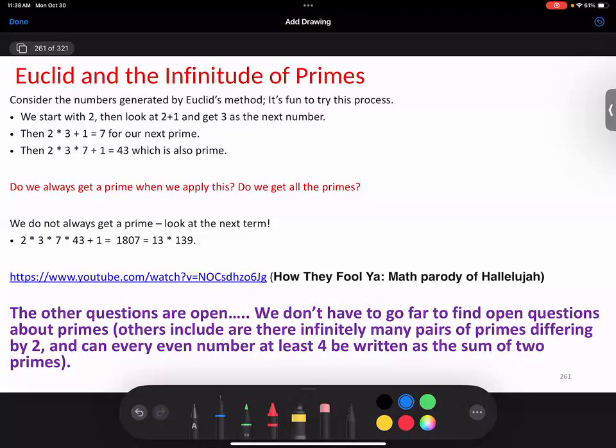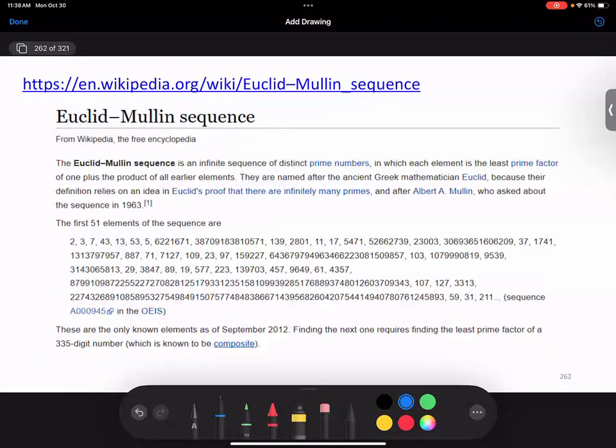So what's a natural question you could ask? What primes do we get? Will we eventually get every prime? This will generate infinitely many primes, but as we do Euclid's algorithm, which primes will we get? How long will you have to wait? So this leads to the Euclid-Mullin sequence, which is one of the most difficult sequences to compute. It's basically what primes do you get as you do this?